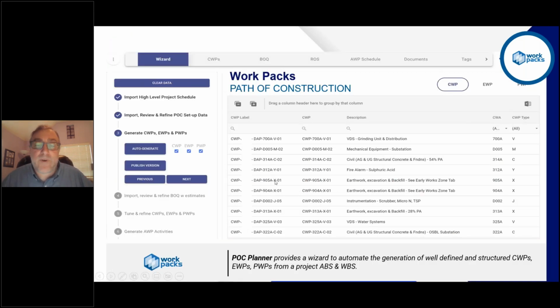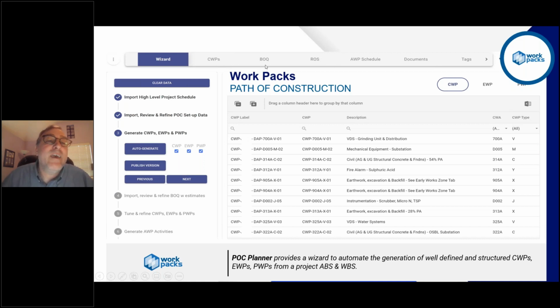Right? So we have a set of wizards that are part of our path of construction planner, right? That really automates and defines the CWPs, the EWPs, the PWPs from the activity breakdown structure and the work breakdown structure. But it's a wizard type of process that you go through in order to get there. And it's pretty cool in terms of automating this process. When I first saw this, I was blown away at the level of automation that's possible, and not only possible now, but where it can go in the future in terms of automating this like Legos, right? So the future is very bright.